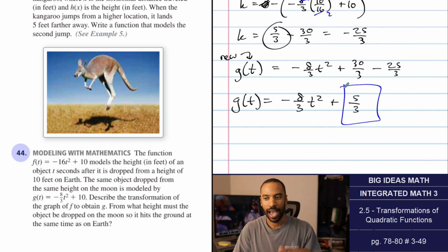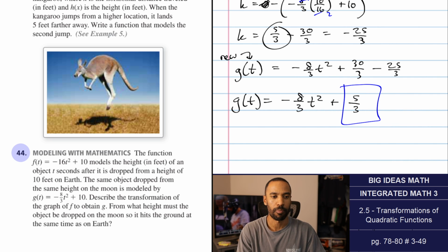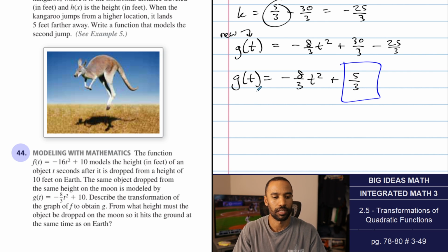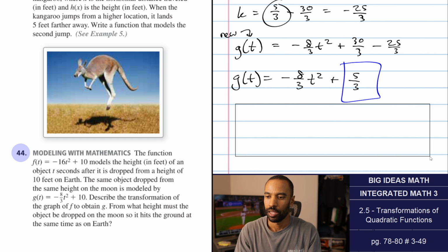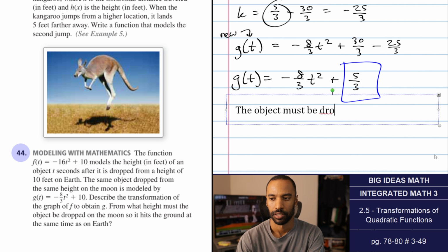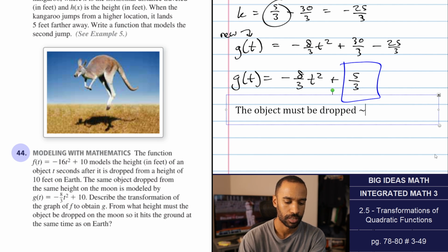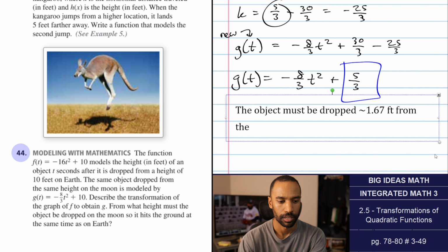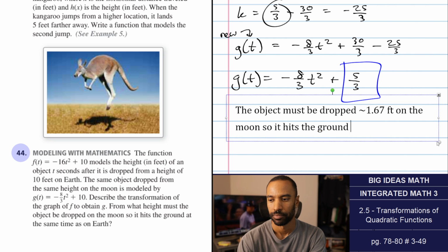5/3 is the height we want to drop this thing from, this many feet. That was the question, right? From what height must the object be dropped on the moon so it hits the ground at the same time as Earth? Must be 5/3 feet in the air. That's like 1.6 repeating. It's 1 2/3. So the object must be dropped, I'll say about 1.67 feet on the moon so it hits the ground at the same time as Earth.